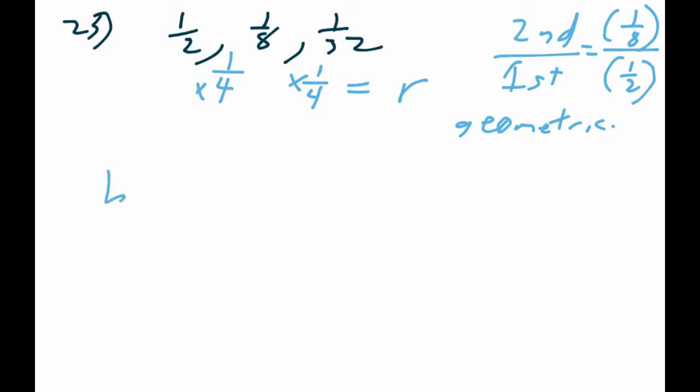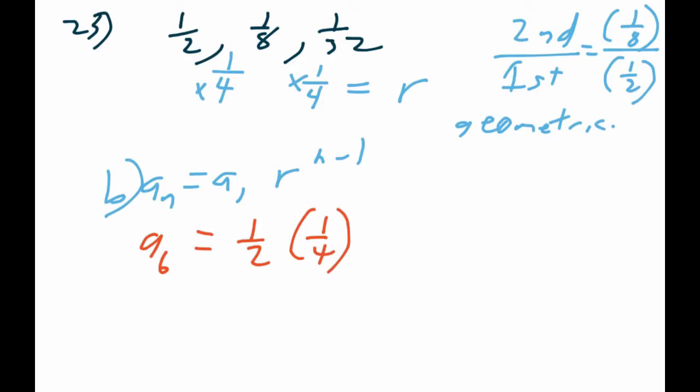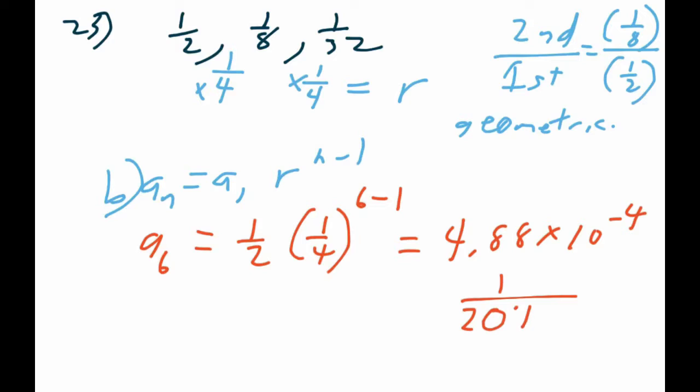And so now we go on to B, which asks for the sixth term. So a sub 1 times r to the n minus 1 equals a sub n. So I'm going to plug in: the sixth term equals 1/2 times 1/4 to the 6 minus 1. It gives me 4.88 times 10 to the negative 4th, which turns out to be 1 over 2048 when I turn it into a fraction.